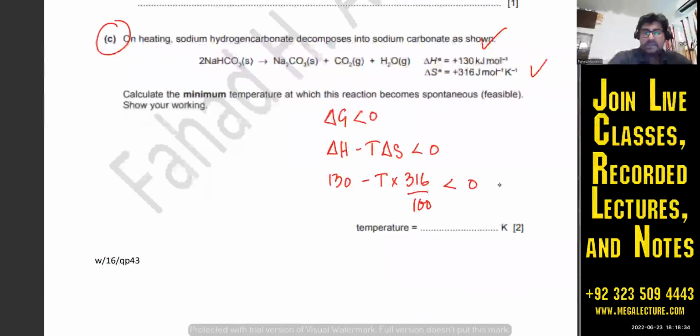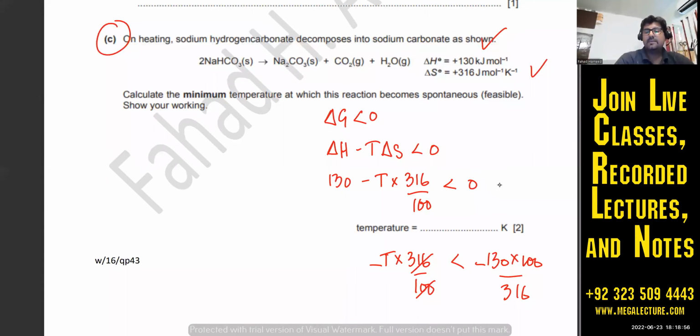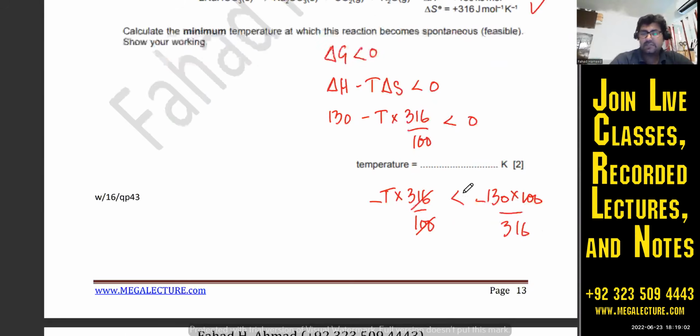So what you have over here is T times 316 over 100, that's got a minus sign, less than 130. So I'm going to bring these terms over here. It's going to be times 100, and it's going to be divided by 316. It's got a negative sign as well. Now, also remember for inequalities, if you want to get rid of the negative sign, the inequality direction will change. So T is basically greater than 130 times 100 divided by 316. Is that clear?